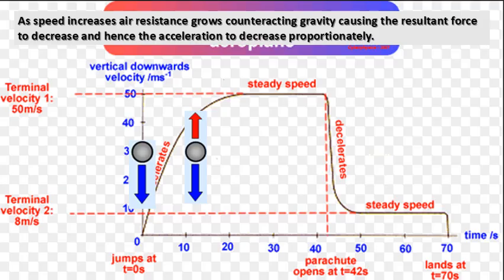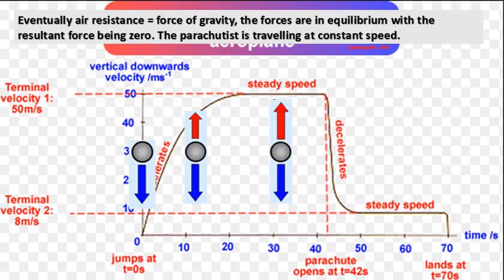So never say that it's decelerating at this point. It's not decelerating, it's still accelerating, it's just not accelerating as strongly, and the resultant force is less than it was previously. Finally, we reach terminal velocity. We say the resultant force is zero, the forces are in equilibrium.